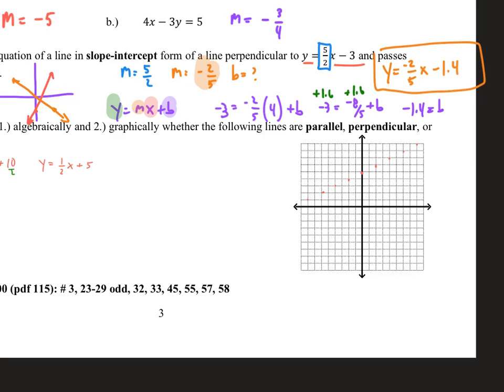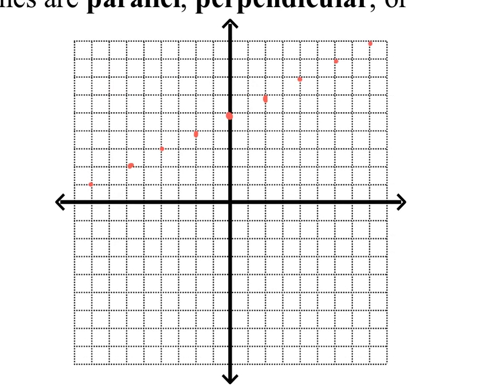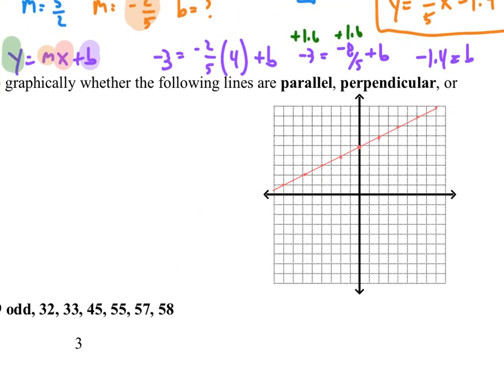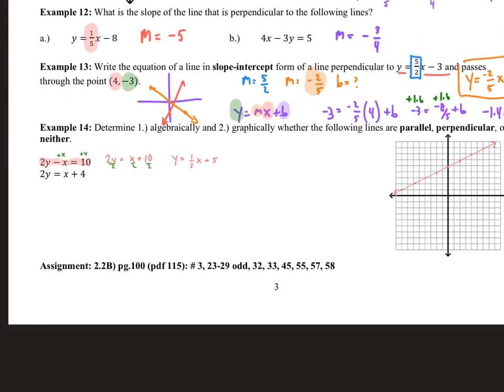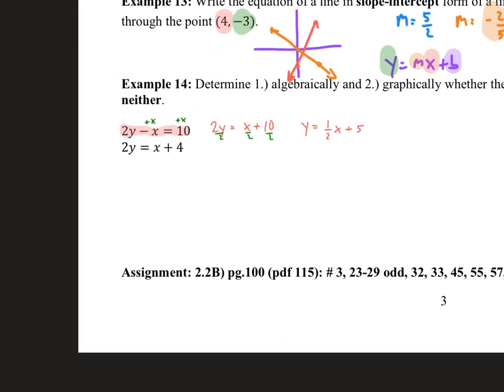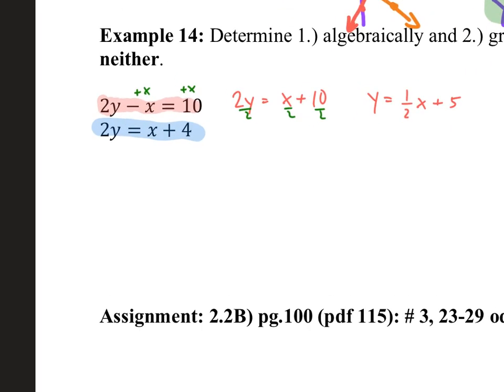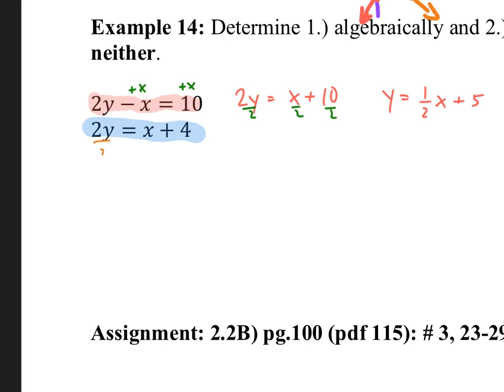I will zoom in a little bit before I do that. So there's one line. And then go for the other one. I need to get y by itself here, so that one's a little simpler. I'm just going to divide both sides by 2. So y equals, again, there's a 1 in front of the x, so 1/2 x, and 4 divided by 2 is 2.